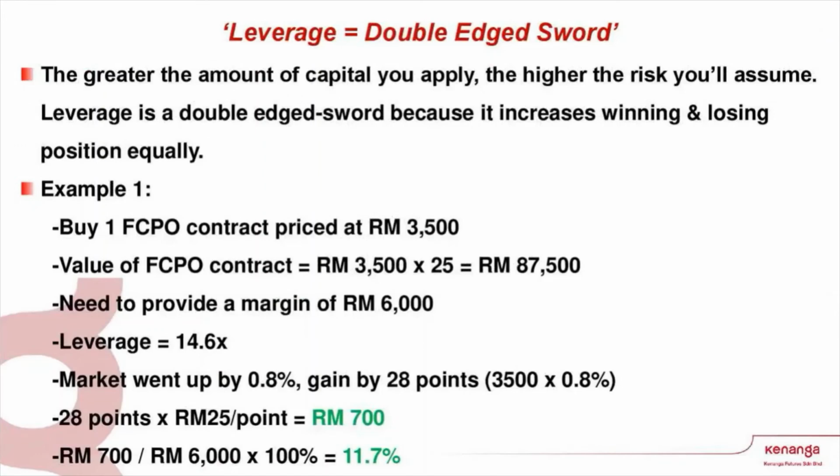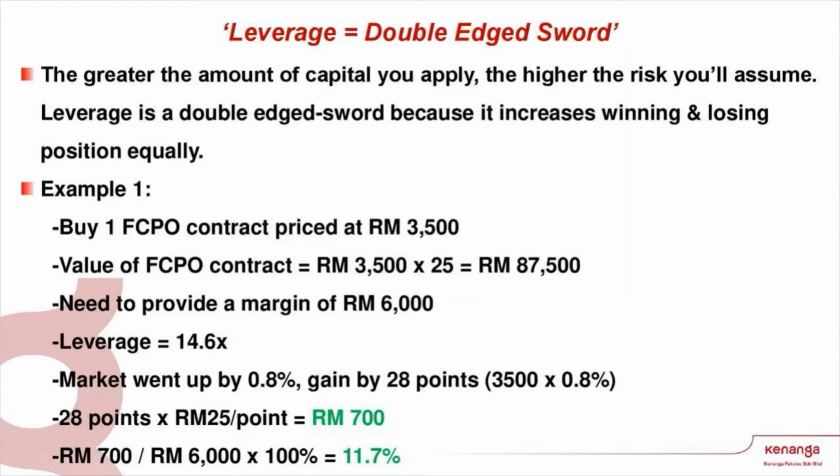However, the greater amount of leverage you apply, the higher the risk you assume. Leverage is a double-edged sword, so it increases your winning or losing position equally. To illustrate, let's say you are long, or you bought a FCPO contract priced at 3,500. Your leverage in this position is about 14.6 times because you only put in a 6,000 ringgit margin out of your notional value of 87,500.